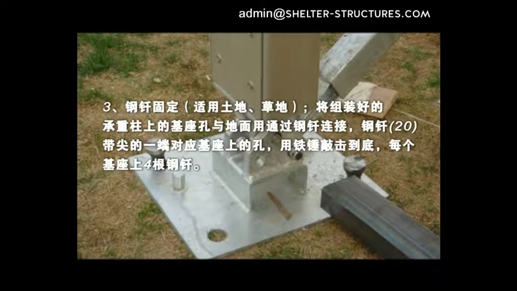Connect the seam-blind pedestal hole of the king tower to the ground with steel chassis, with the pointed end corresponding to the holes on the pedestal, knocked into the bottom by a hammer, with at least 4 steel chassis on each pedestal.